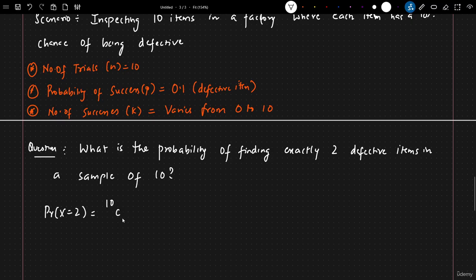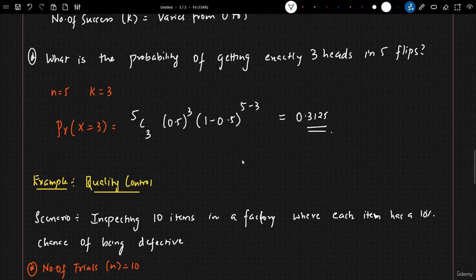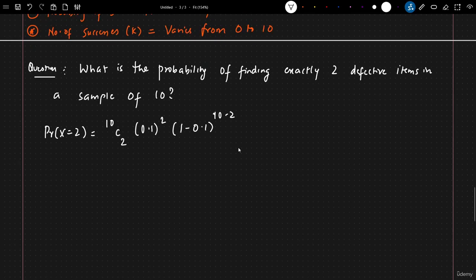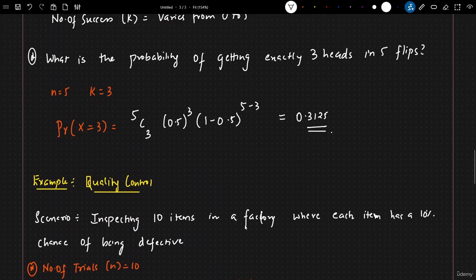Then I will say 10C2, right? Then this will be 0.1 squared, because the probability of success is this. Then (1 minus 0.1) to the power of 10 minus 2. Same formula. I've just applied this formula and replaced all the values over here. And if you further do the calculation, I've done the calculation, this will be approximately 0.1937, right? So this is what it looks like, and through this you'll be able to see how you're able to calculate it.